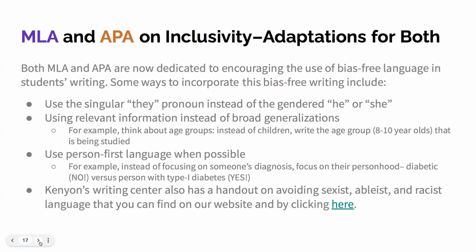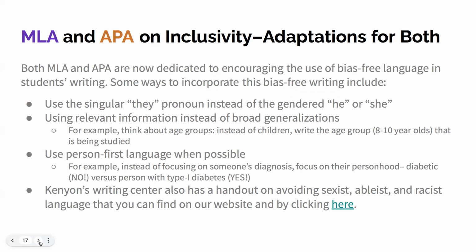There are a couple things to keep in mind for inclusivity in MLA and APA. Both MLA and APA are dedicated to encouraging the use of bias-free language in students' writing. Some ways to incorporate this include using the singular they pronoun instead of the gendered he or she, and using relevant information instead of broad generalizations. For example, instead of writing young children or children, you can write the specific age group, like 8 to 10-year-olds, that's being studied.